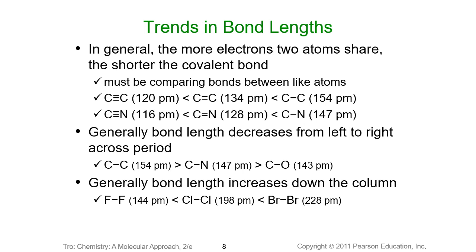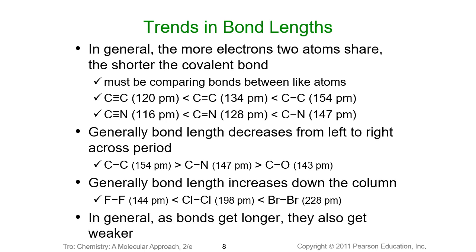Our bond length increases as we go down the column, and we would expect this because we're adding our valence electrons into higher energy levels, so they're going to get further from the nucleus, making our bonds longer. In general, as our bonds get longer, they also get weaker.